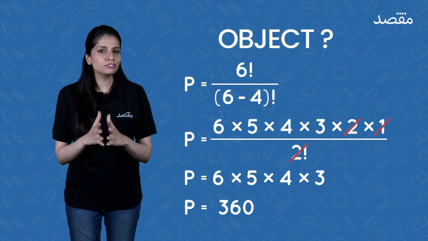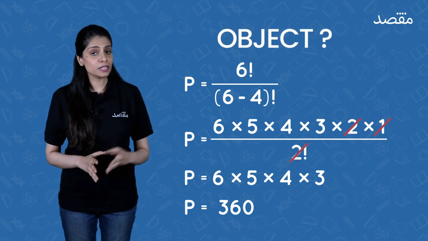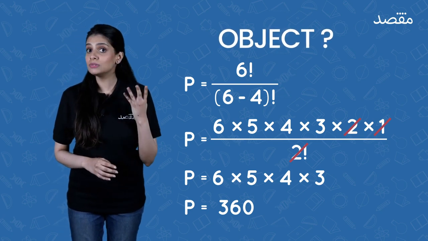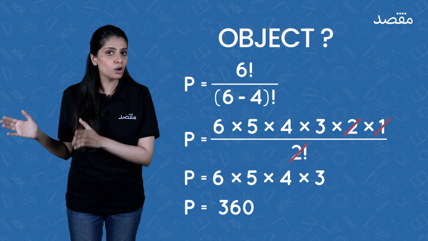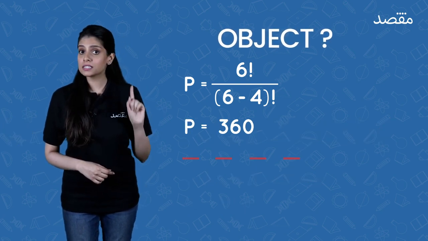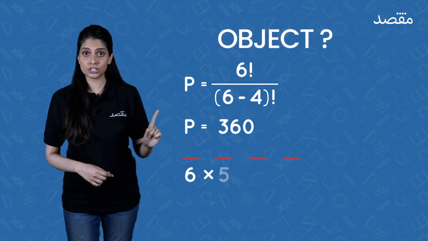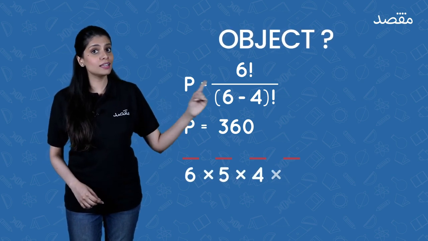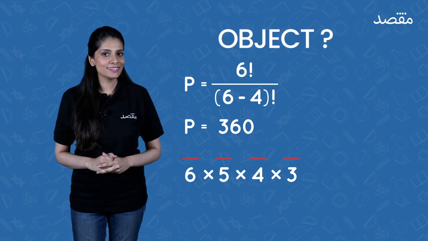तो इसको हम intuitively भी कर सकते हैं. अगर हमारे पास 4 positions हैं जिसपे 4 unique letters हमें लगाने हैं from the word object, तो उसका क्या तरीका होगा? First position के पास हमारे पास 6 possibilities हैं, next position के लिए 5, then 4 and then 3. तो उसका भी answer क्या आता है? 360.